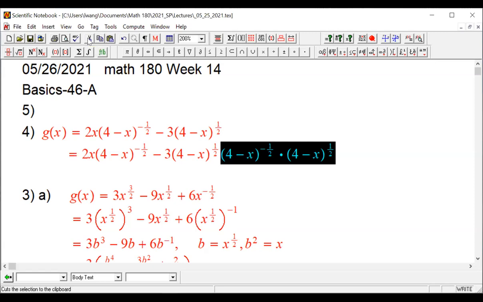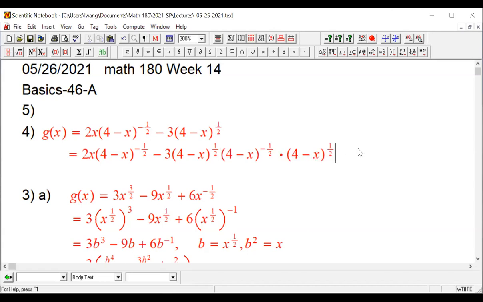How is it a 1? Because this is negative 1/2, positive 1/2, and the base is 4 minus x, right? So when you multiply these two, 4 minus x is the base, and the exponents will be added. Negative half plus half is going to be 0. Anything to the power 0 equals 1 if the base is not equal to 0. Does that make sense?